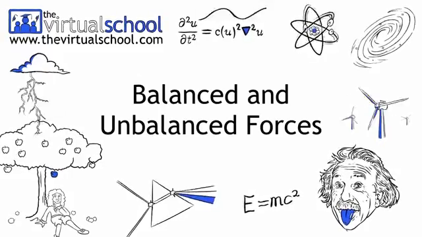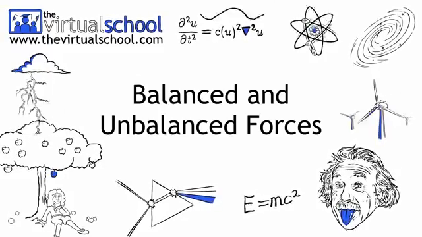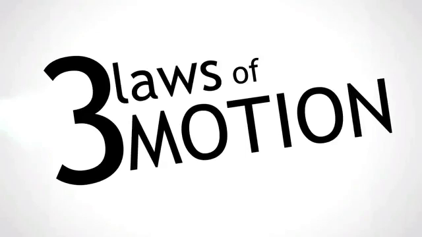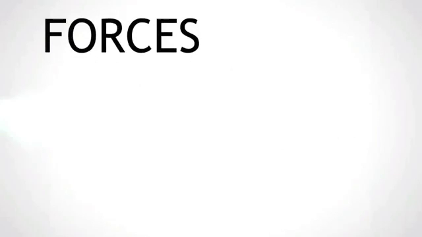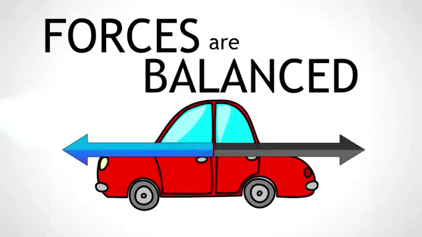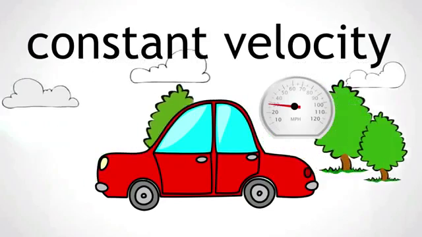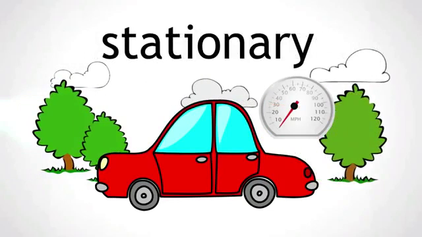Balanced forces. The famous English scientist, Sir Isaac Newton, who lived between the 17th and 18th century, devised 3 laws of motion. The first law states that if all the forces acting on an object are balanced, there will be no acceleration, meaning either constant velocity or the object remaining stationary. But what do we mean by balanced forces?